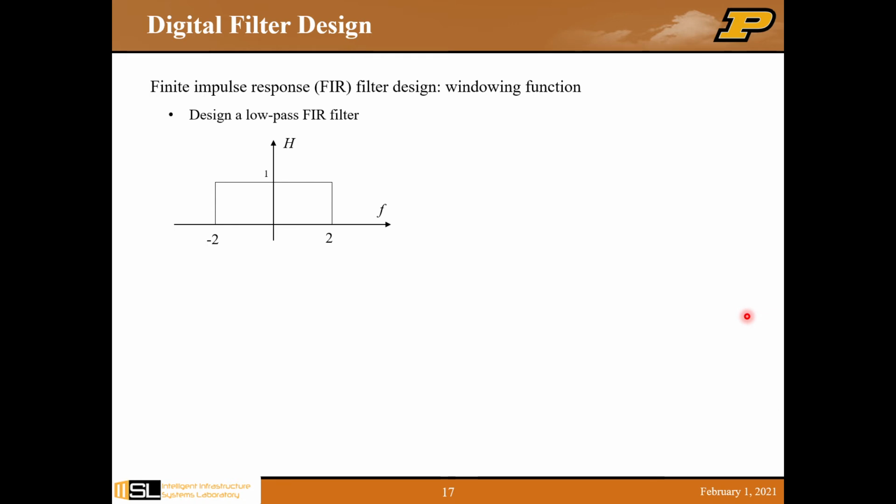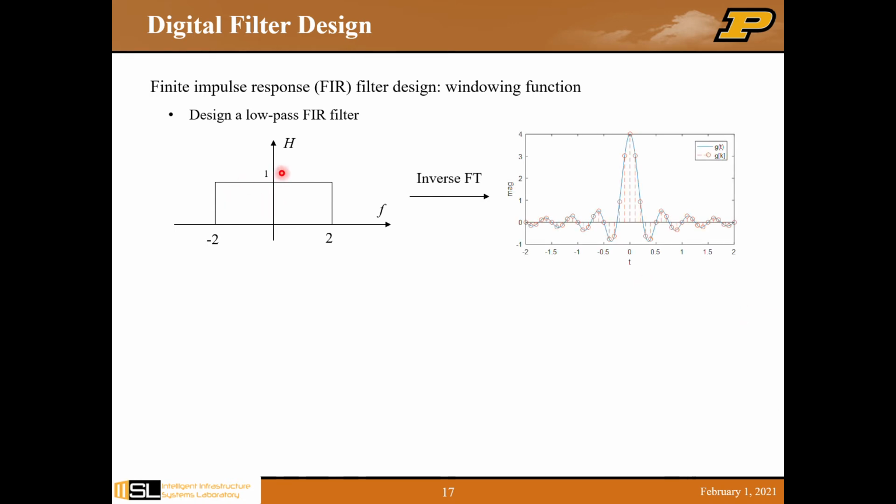So by applying the inverse Fourier transform to the frequency response, we obtain the sinc function here. The blue curve is g(t), the continuous form, and g[k] is the sampled form. But this is actually infinite, so it extends to the left to minus infinity, and to the right to infinity. This is not easy to implement because we need an infinite number of coefficients to do the convolution with the original signal to obtain our expected signal.